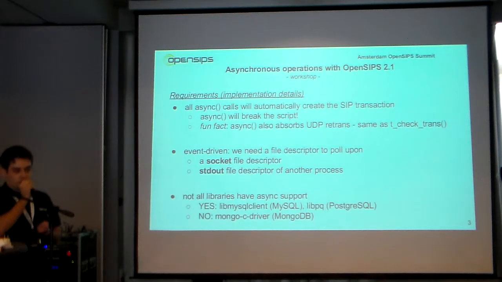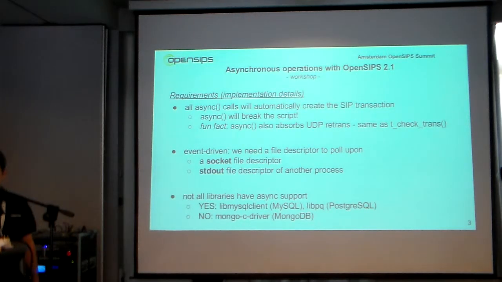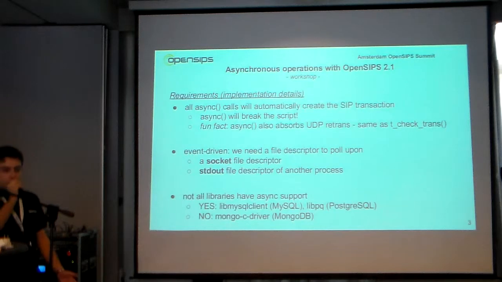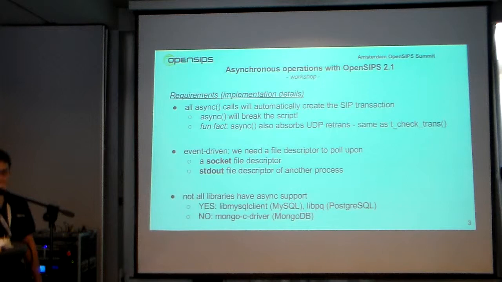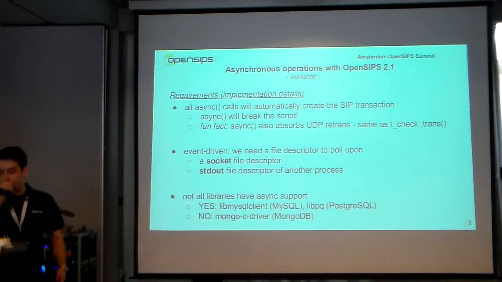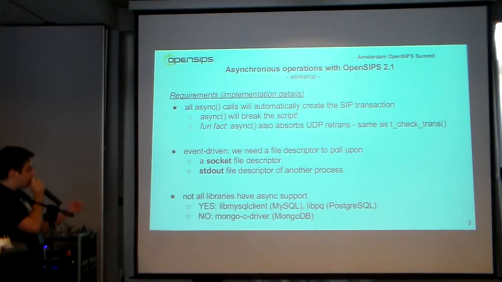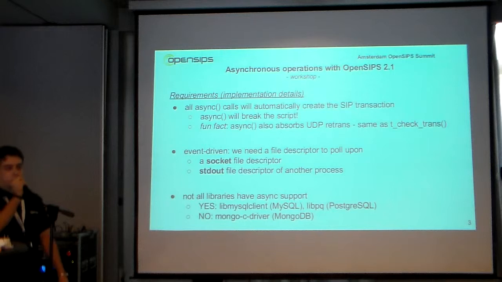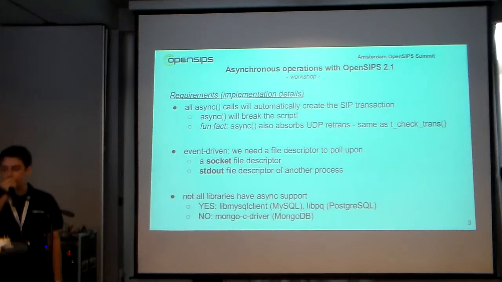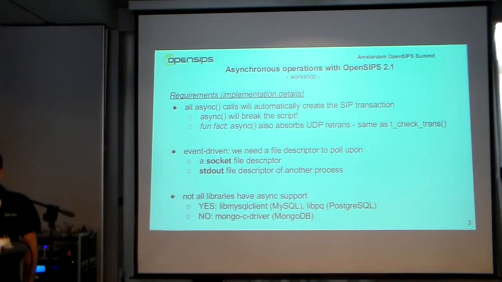So how exactly does it work? Firstly, we need some sort of a Unix file descriptor, which we can throw into the reactor. This can be a simple socket or a standard output file descriptor of, let's say, an external process. Say we fork a shell script.